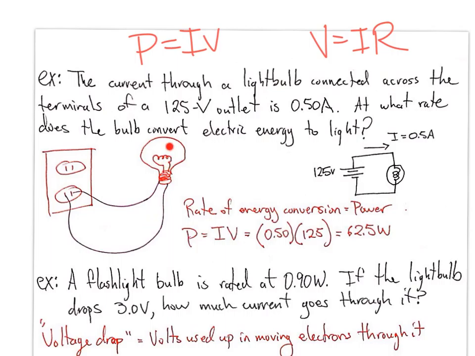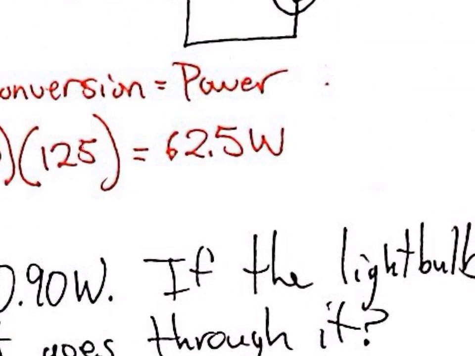This is what it would look like in real life. This is an actual circuit diagram. So this represents this. This is easier to draw. And we would just plug into power is current times voltage. So we have 0.5, 125. Again, this is measured in amps. This is measured in volts. Power is measured in watts. So you could say W, or you could say watts.